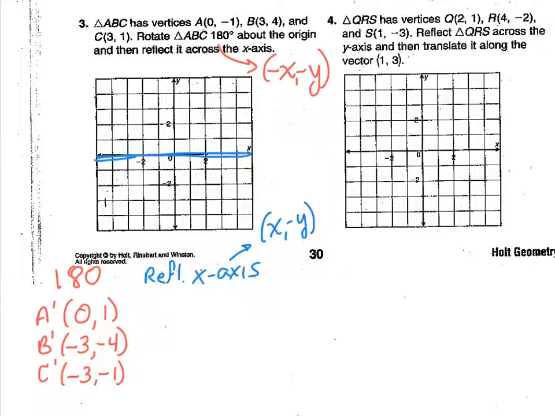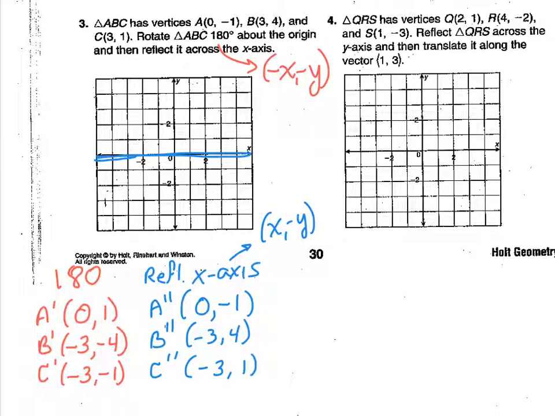So you're going to continue with the points at 180, okay? So my A double prime should be, you just change the y sign. So it would be (0, -1). What about B prime? Change the y only. That would be what? (-3, 4). And then the C double prime should be (-3, +1). Now let's go ahead and plot those points.